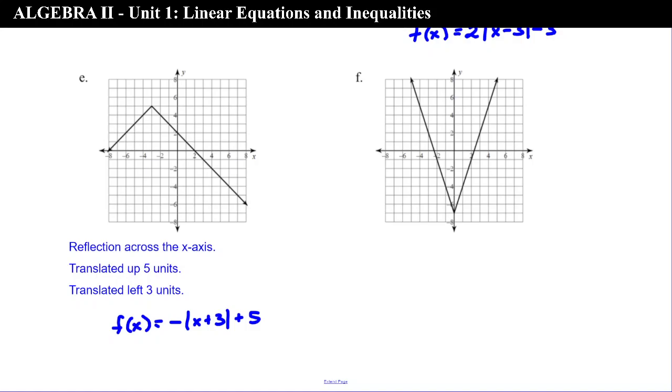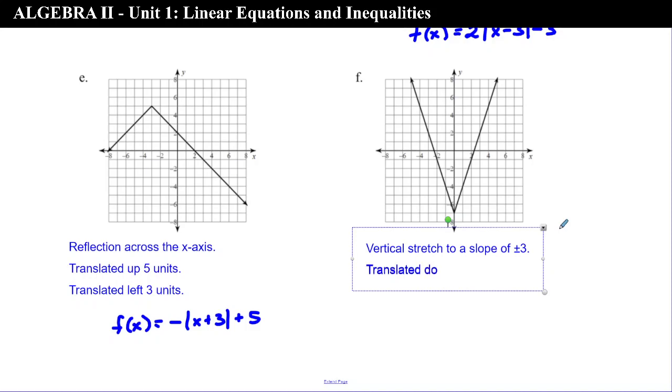And then this final example. This one is stretched. So we have a vertical stretch to a slope of plus or minus 3. Again, we check our slope here. Rise over run, rise 3, run 1, 3 over 1, that gives us 3. And then translated down 7 units. Okay, and you see that going straight down the y-axis.